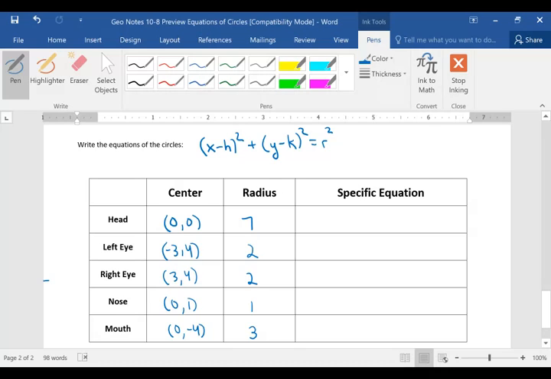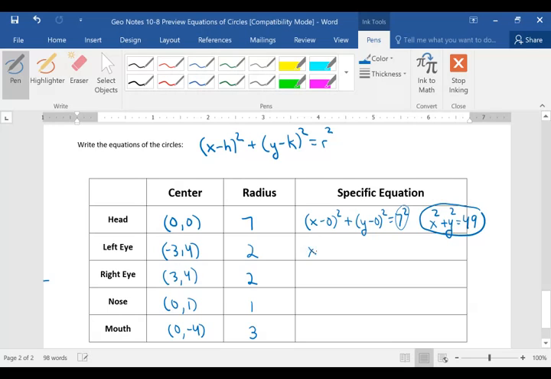So the specific equation for the head is the quantity x minus 0 squared plus the quantity y minus 0 squared equals 7 squared. You can keep it that way, although don't keep the 7 squared, write it as 49. Also, instead of x minus 0 squared, you can just put x squared. And instead of y minus 0 squared, you can say just plus y squared equals 49. This is a more simplified version.